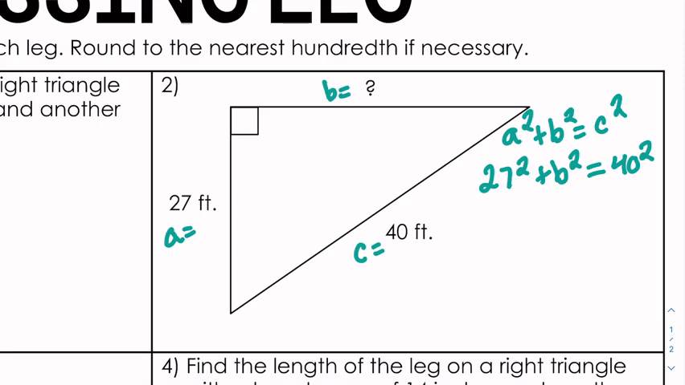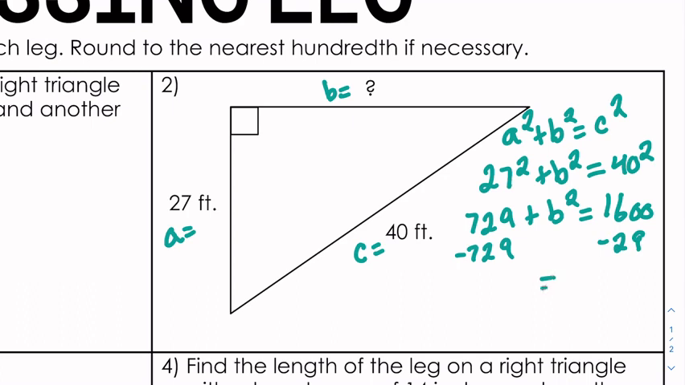We're then going to square the numbers. That means multiplying them by themselves. 27 times 27 is 729. 40 times 40 is 1,600. And then we're going to subtract 729 from both sides. And we get 871. And then our final step, just like in our last activity, is to take the square root. So we need to find the square root of 871, and it is going to be 29.5.